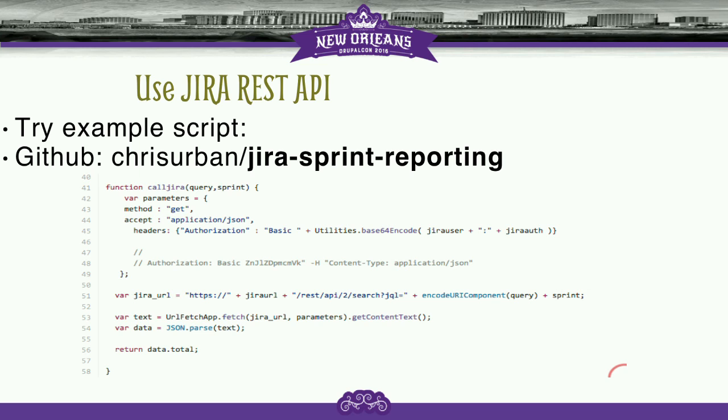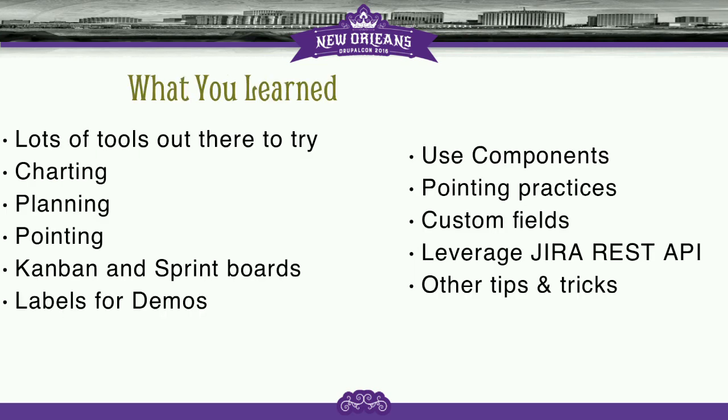For intra-sprint reporting, I'm working on that script next. That's a little more complicated. You know, how much time do I have? So, what we learned today, this is everything we went through. All my key things about the tools out there for charting and planning and pointing. We talked about tools for Kanban and sprint boards. I told you what to do in JIRA using components, custom fields, leverage the JIRA REST APIs. I have more up my sleeve, like I said, come see me tomorrow.